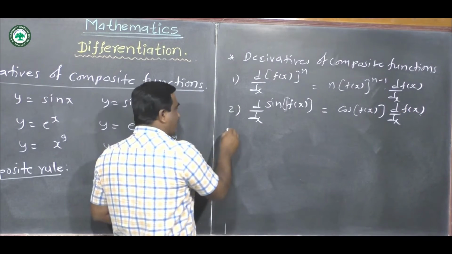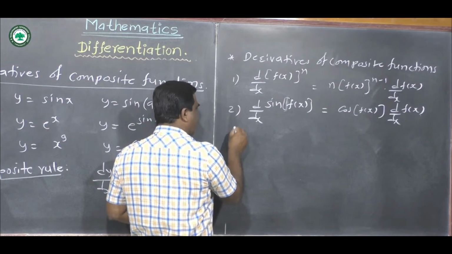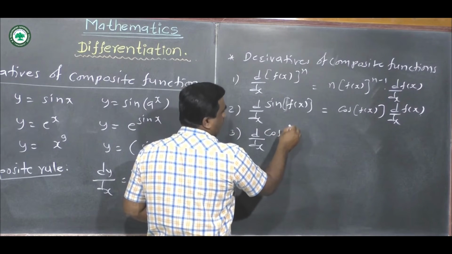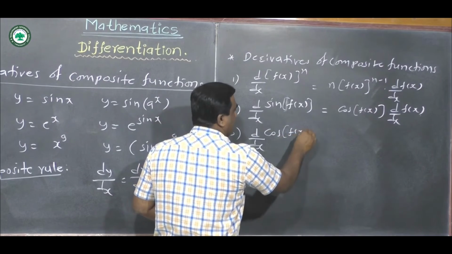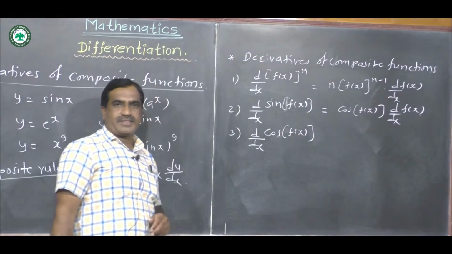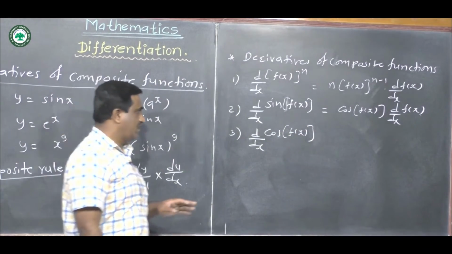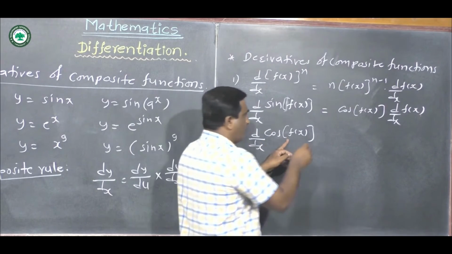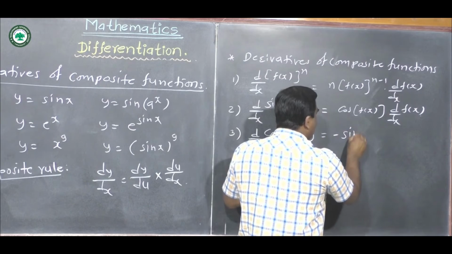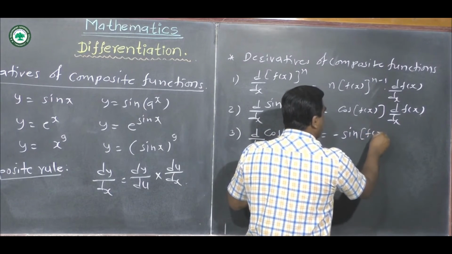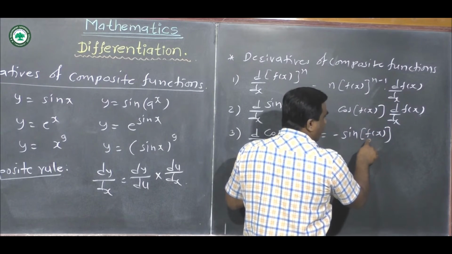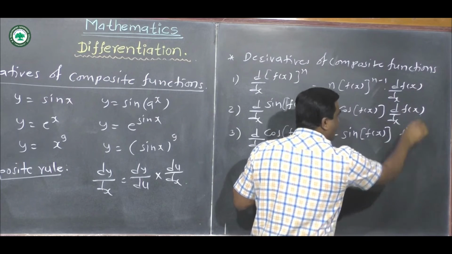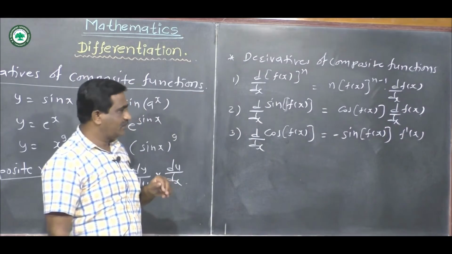Okay. Again, the next trigonometric function, dy dx of cos of f of x. Instead of x we write f of x. F of x means any function. The derivative of cos x is minus sin x. Therefore we write minus sin of f of x into the derivative of f of x, that is f dash of x or dy dx of f of x.